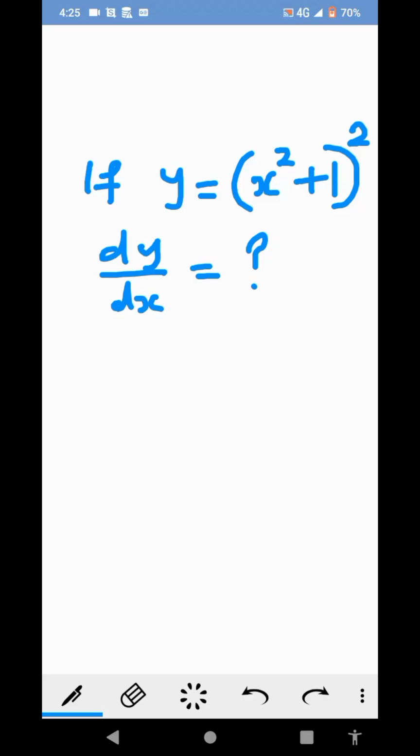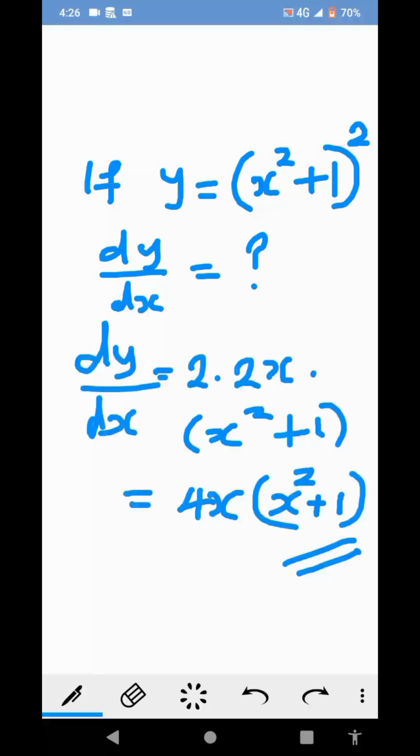So, all right, let's differentiate this. If y equals (x squared plus 1) all squared, then dy/dx would be? Now the procedure is: bring down the power, differentiate what you have in the bracket, then reduce the power of the bracket by 1. So you bring down the power 2, differentiate what you have in the bracket, that will give you 2x, reduce the power 2 by 1, and that will give you 1. So the whole answer becomes 4x times (x squared plus 1).